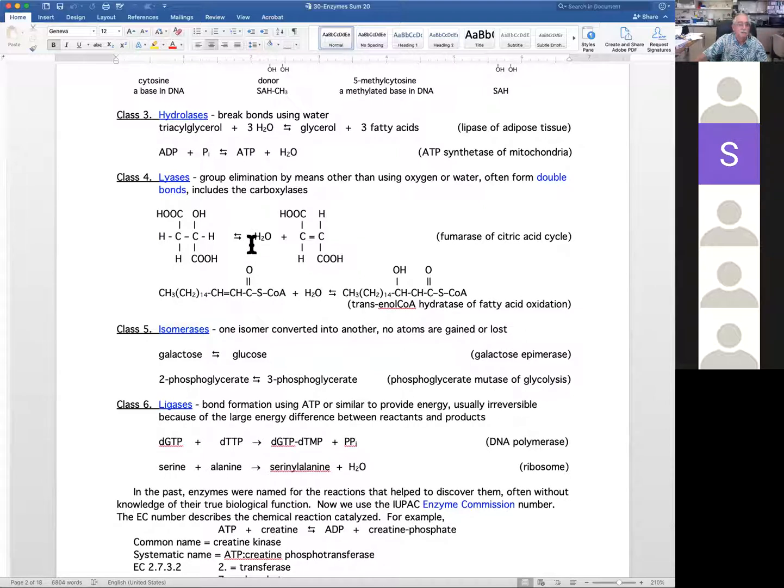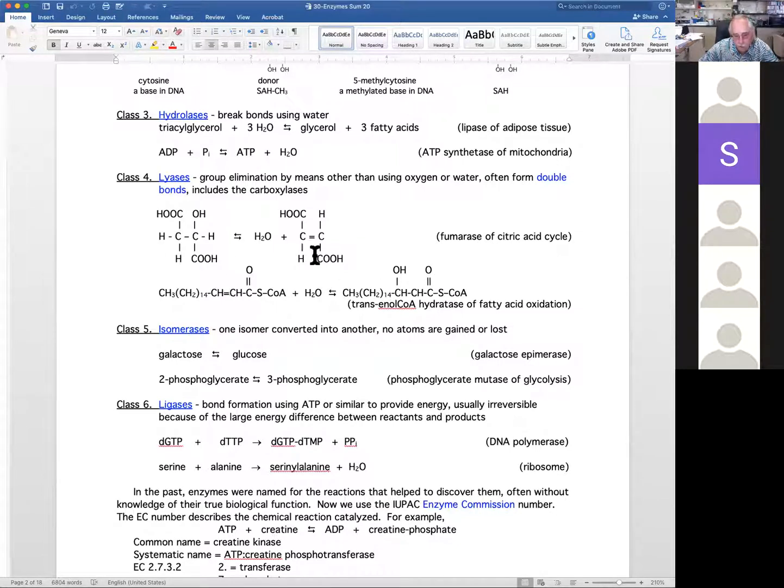And lyases is usually group elimination, and you form a double bond. That's the usual case. That's the only one I'll harass you with. Okay. So I'm looking at this. Is this a hydrolase? Is water splitting something over here? And the answer is no. Well, what's the water doing? It's getting added to that double bond right there. Oh, okay, so it's a lyase.